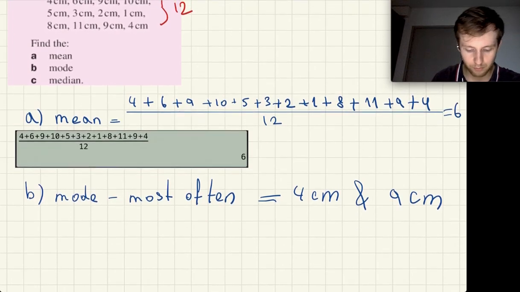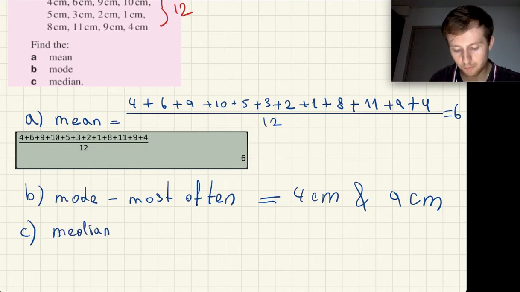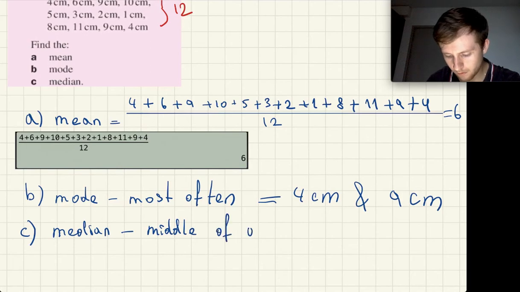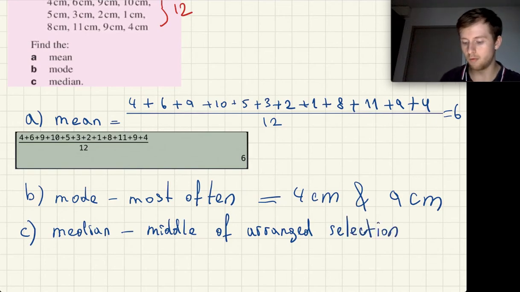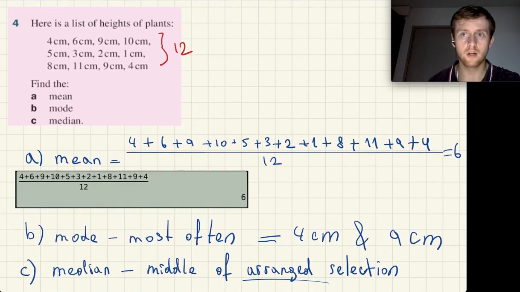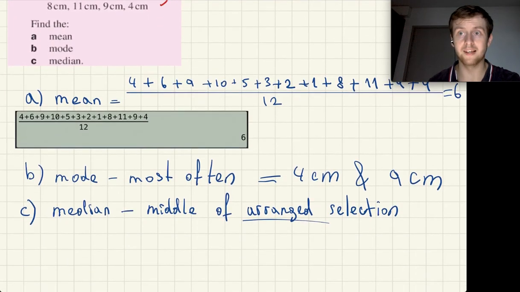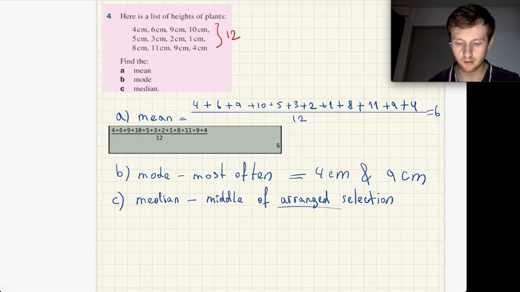Last one is median. So median requires some action from us. A short definition of median is the middle of an arranged selection. And the word which is very important here is arranged. So to find the median, you have to arrange all these numbers from the smallest number to the largest number. So let's arrange them. Let's do it.